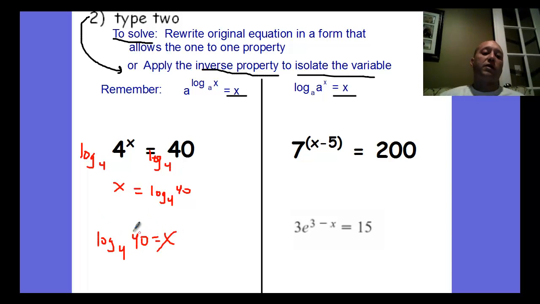And so that's the other way to still get the same setup. But we do need to put this in the change of base. So that's going to be log base 10 of 40 over log base 10 of 4, and then approximate that in the calculator.